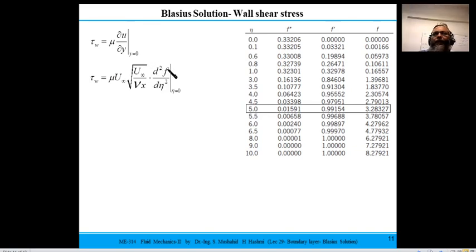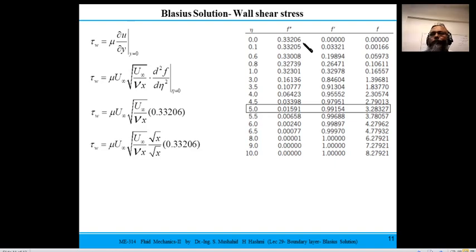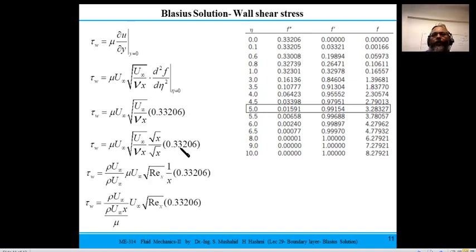So its second derivative term for eta would be 0.33206. So it means this term is actually 0.33206. So instead of this, I can write, using that Blasius solution from this table, this thing 0.33206 is my solution. So I have just substituted the solution here, and the rest is I just want it in terms of the Reynolds number, just make a simplification.